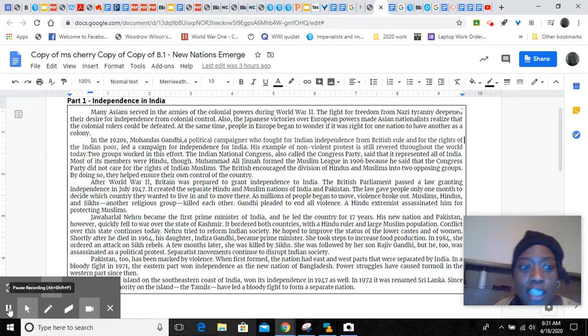So your picture has to embody all the stuff we just read about. So it needs to show Gandhi, and how he had nonviolent protests. It needs to show the two groups, the National Congress or the Congress Party, that was for the Hindus, and it needs to show the Muslim League that was formed in 1906 for the Muslims. It needs to show them fighting. It needs to show the British encouraging it so they can keep control.